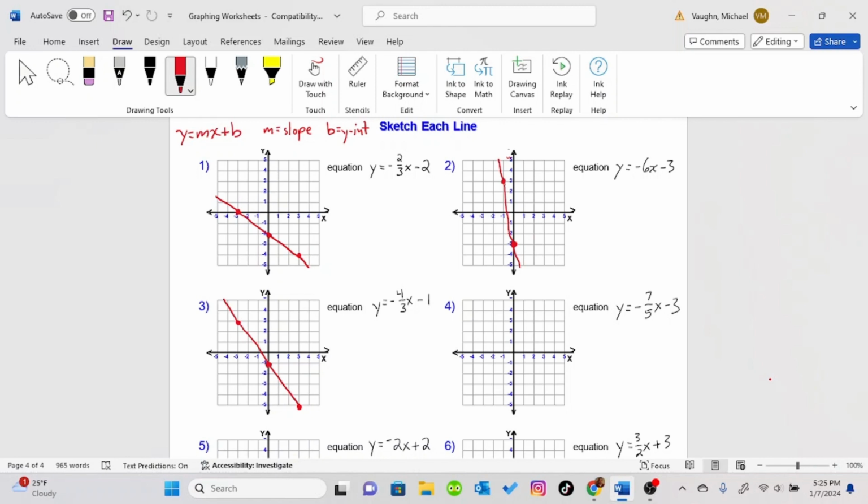Number 4, we see that our y-intercept is -3. From there, we see that our slope is -7/5. We can't go down 7 because we run out of graph, but we can do the opposite and go up 7, left 5, and put our next point there. Draw the line that connects them, and we have the graph of our equation.